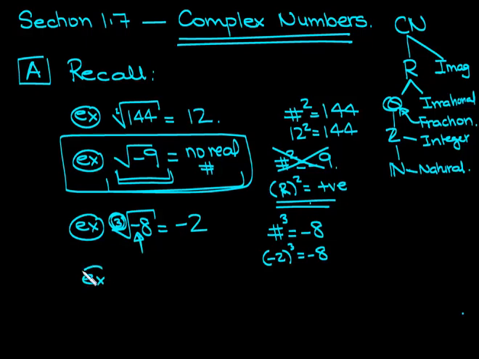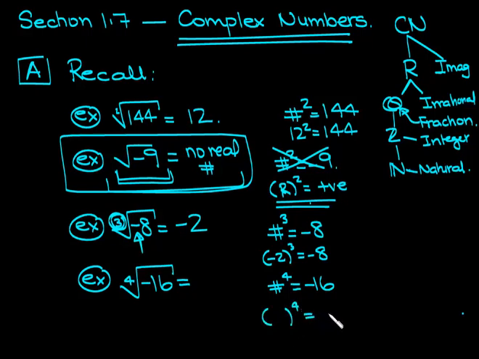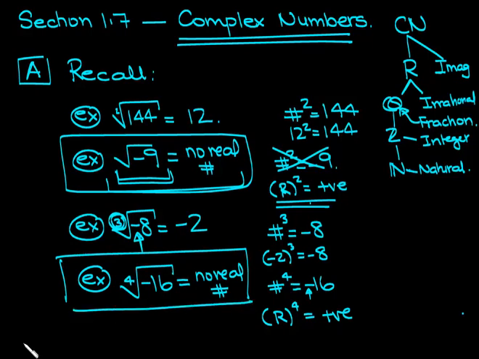For example, the fourth root of negative 16. What is that? I want to take some number to the fourth power and get negative 16. Any real number taken to the fourth power gives a positive number, so there's no way we can get a negative number back. That tells me there's no real number that works that way. So you can see the reasoning for why we need complex numbers: we want to be able to take square roots, fourth roots, sixth roots of negative numbers. So let's go ahead and define complex numbers.